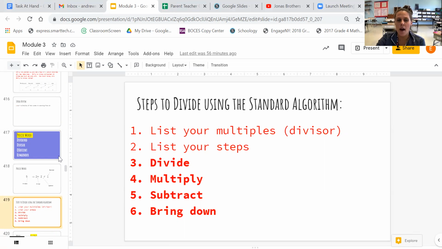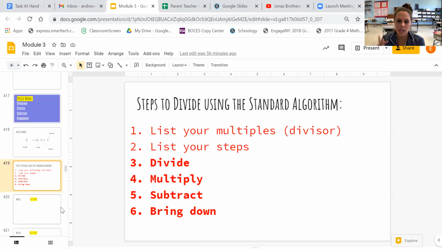And I know like Annabelle in my room, she'll pull up the steps, and then she'll have Notability open on the other side of her screen. So she's got that split screen. As she's solving, she crosses it off as she goes. I think that's a great strategy. Good job to Annabelle.